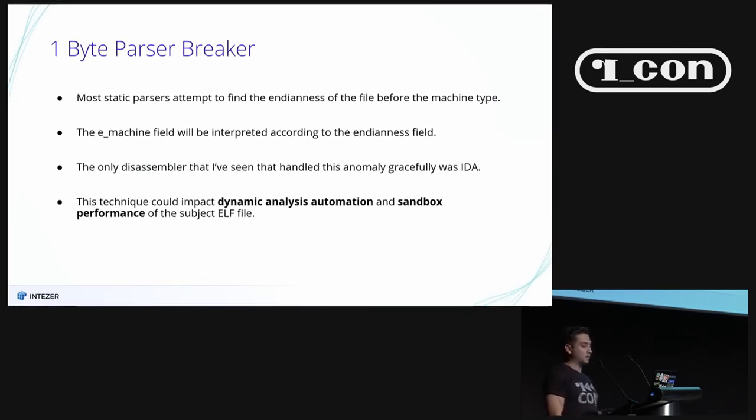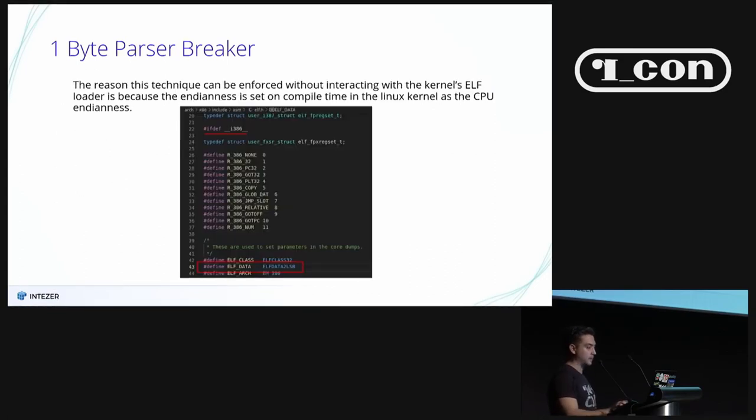And what is the main problem here? Most static parsers, in order to parse an ELF file, first check the endianness of the file, and then, with regard to that endianness, they interpret the rest of the fields. So if you try to interpret the machine type with the wrong endianness, you won't get the right interpretation. This technique can highly impact the automation of dynamic analysis of ELF files, especially for IoT, because this is how most DDoS bots get analyzed. They are just piped into a sandbox or something. And obviously, if you don't know which architecture the binary is, then you can't really analyze it.